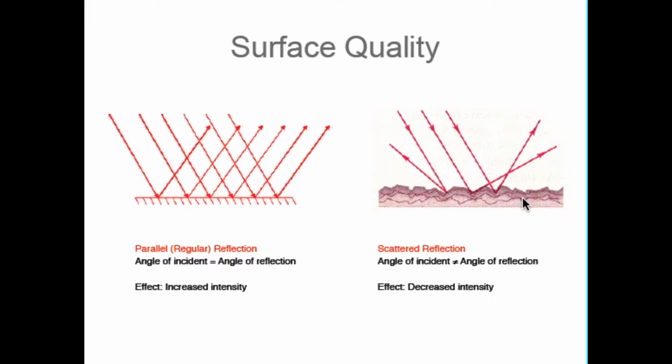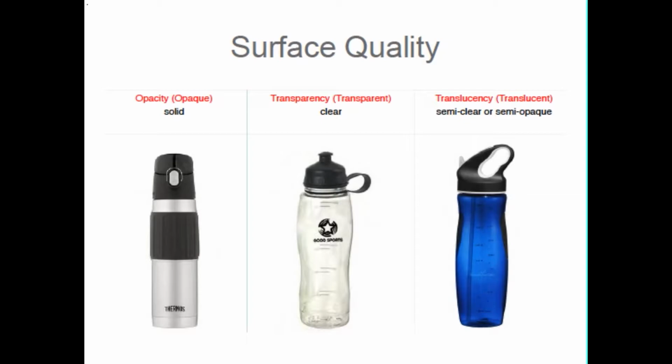It would be the difference between bouncing the ball on a smooth floor and bouncing the ball on a grassy outfield. The ball can bounce just kind of any direction. So when light is scattered, the angle of incident does not equal the angle of reflection. You have decreased intensity. Things can look washed out or pale or kind of tinted. So the texture of the surface itself is very important for how color is perceived.